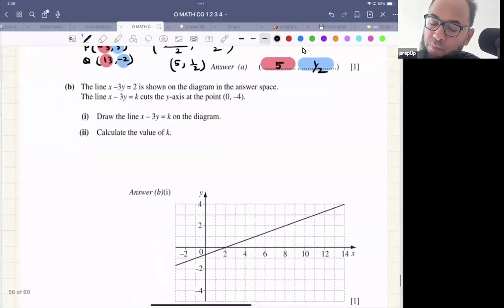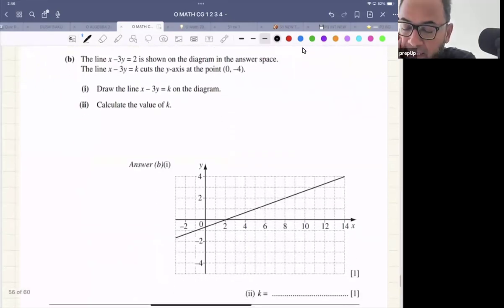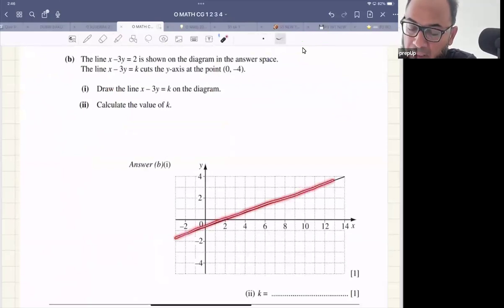Now let's focus on part B. The line x minus 3y is equals to 2 is shown on the diagram in the answer space. So that is the line x minus 3y is equals to 2. It says x minus 3y is equals to k cuts the y-axis at (0, -4). Draw the line on the diagram.